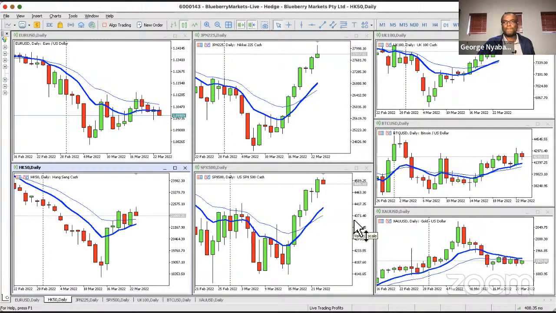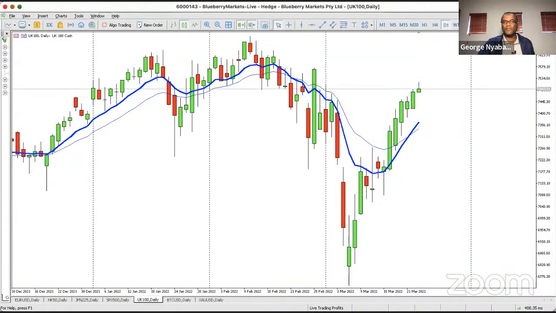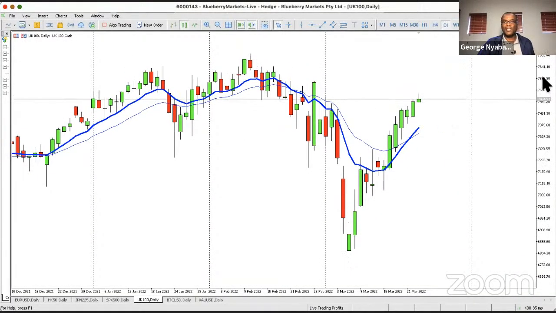Okay, so there is our UK 100. We're going to talk through this and I'll give you all the levels of support and resistance. I will point out to you the present high of the month here, this bull candle here, which closed that gap.